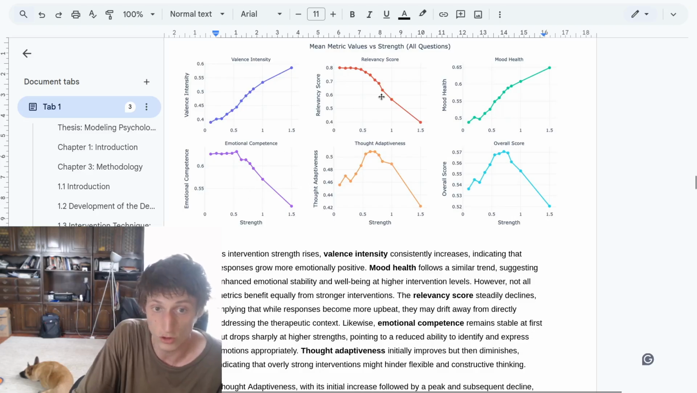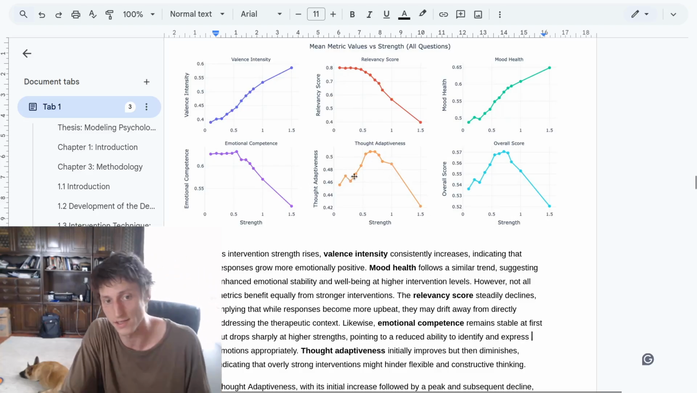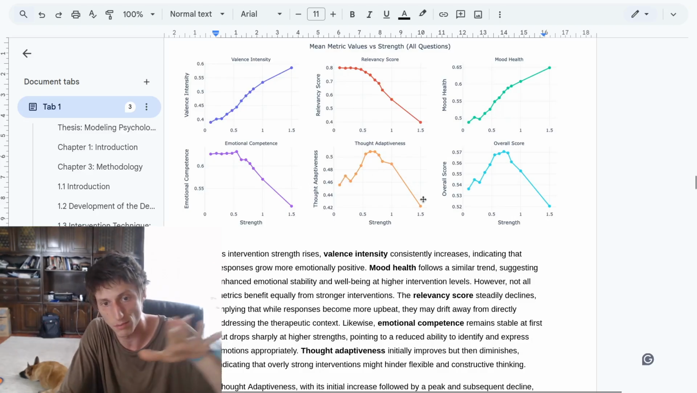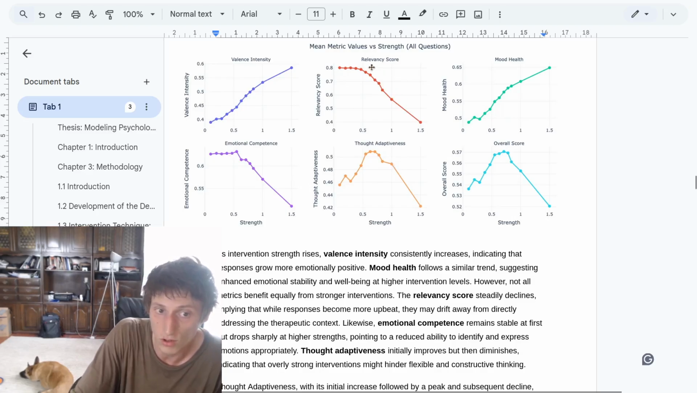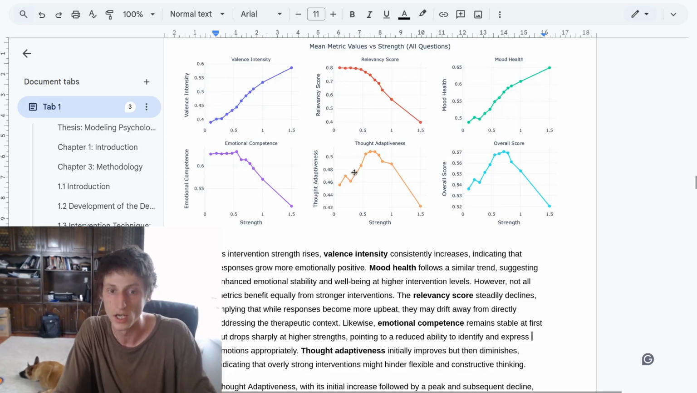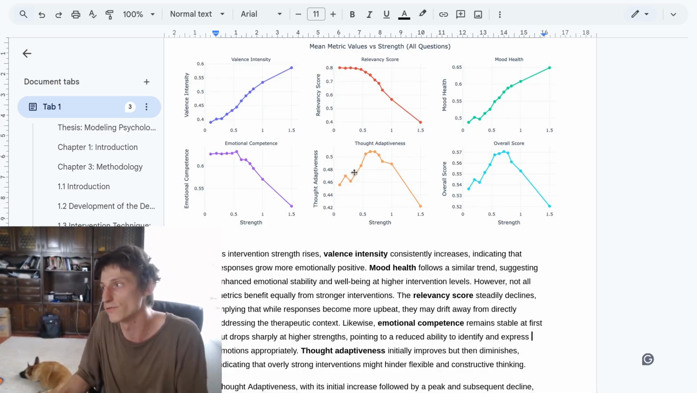So for now we have two that penalize the ends and two that penalize the beginnings. And then we have thought adaptiveness, which has this U shape, which acts as a penalty on some of the beginning and some of the end. Thought adaptiveness is going to work sort of like a relevancy score, but it's also going to recognize that the model is going through better, more progressive thought patterns that are less maladaptive and so on.